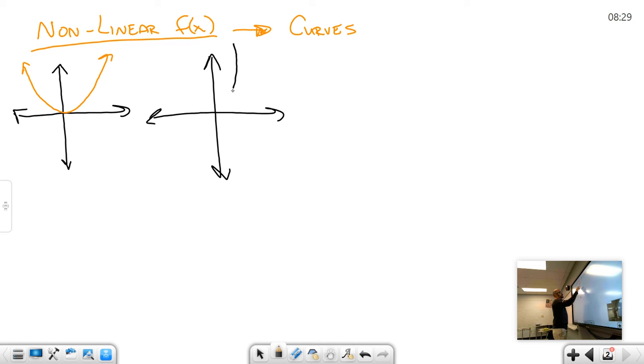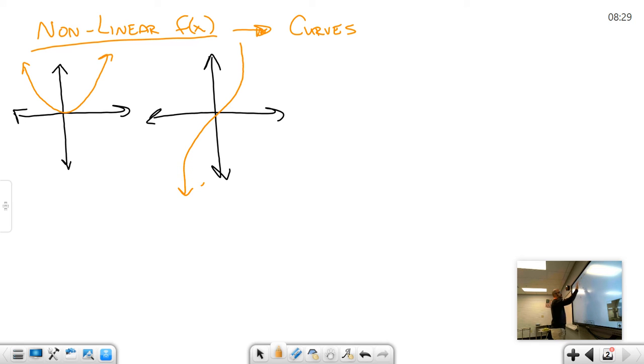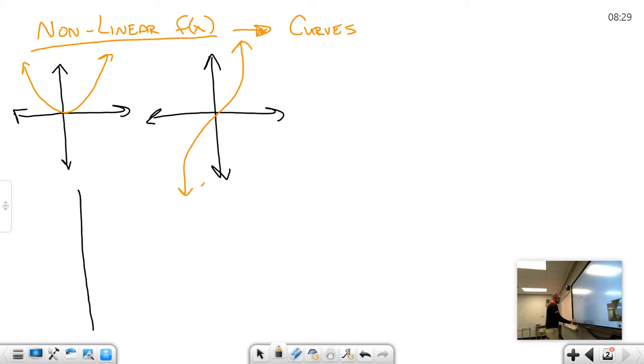I have this graph. Let's draw that in orange, like I did on the other one. I got a little ahead of myself. This is nonlinear. It has curves, therefore it's nonlinear. So if something has a curve to it, it's nonlinear. Now, it may not always have curves. For example, if I drew this graph right here, this might confuse some of you on linear and nonlinear.